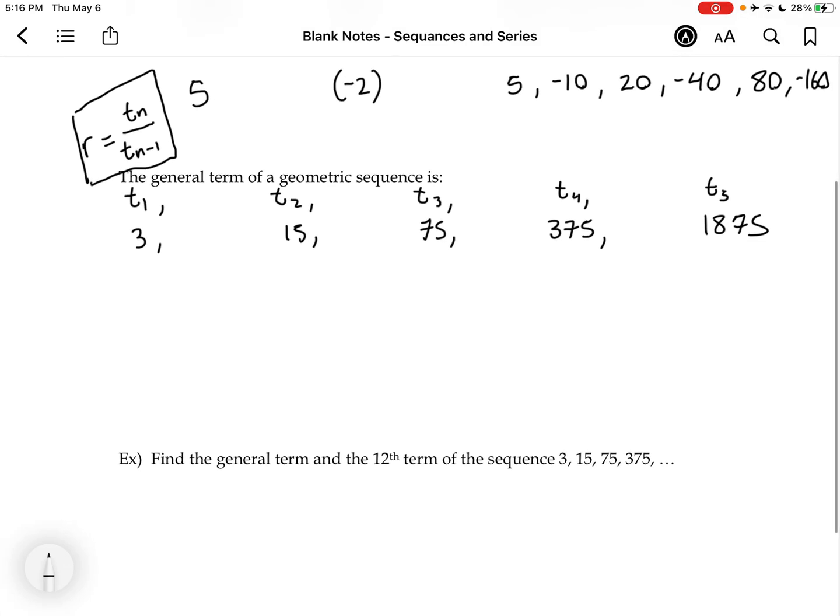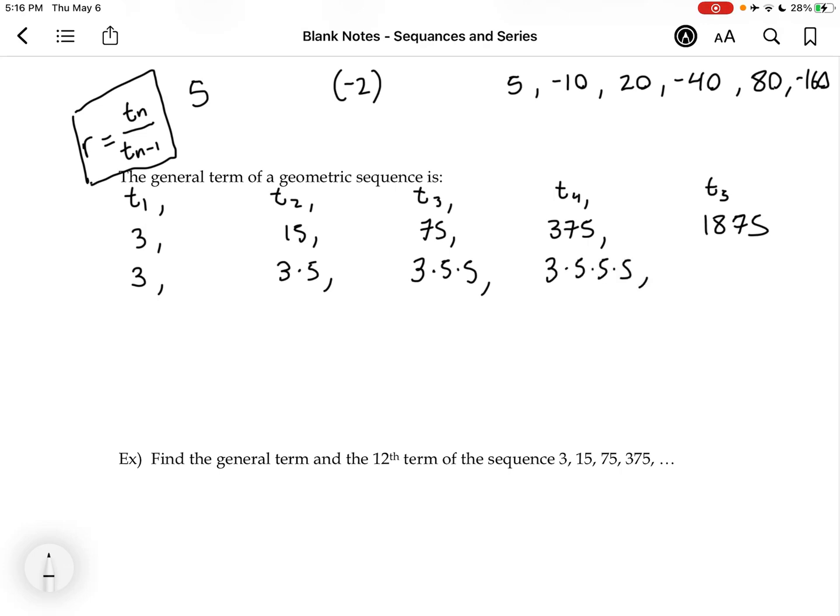Okay, so let's look at the first term. The first term is 3, that's just T1. The second term is 3 times 5. Okay. The third term is we take the second term and multiply that by 5 again. So this is 3 times 5 times 5. Okay. And then for the fourth term, we take the third term, multiply that by 5. So this is 3 times 5 times 5 times 5.